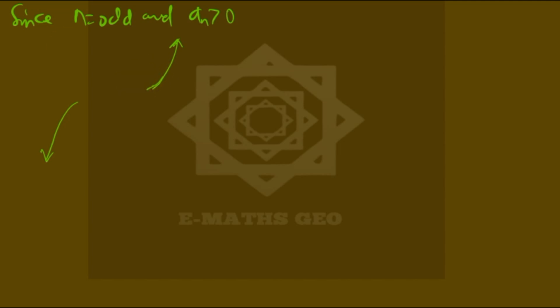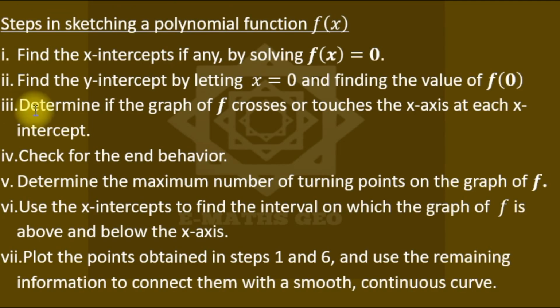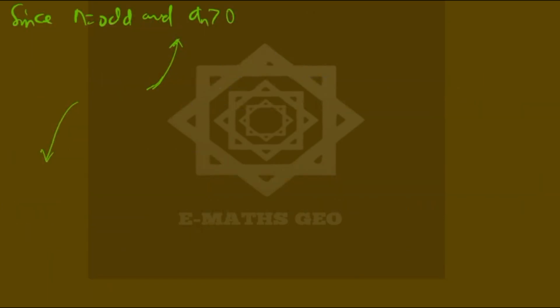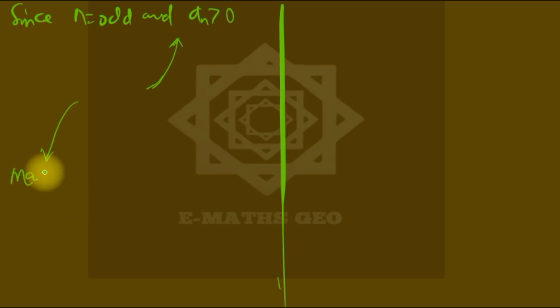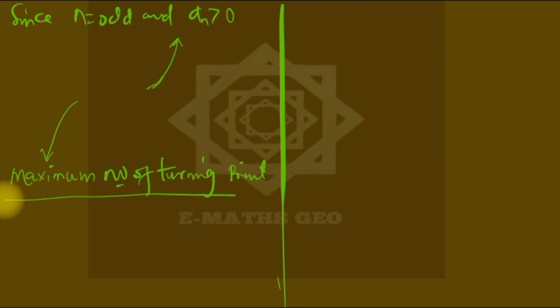So the next one is to determine the maximum number of turning points. Also, the maximum number of turning points is gotten by the degree. It is always n minus 1. So we have 5, 5 minus 1, 4. So the maximum number of times the graph will turn is 4. So we've gotten that.